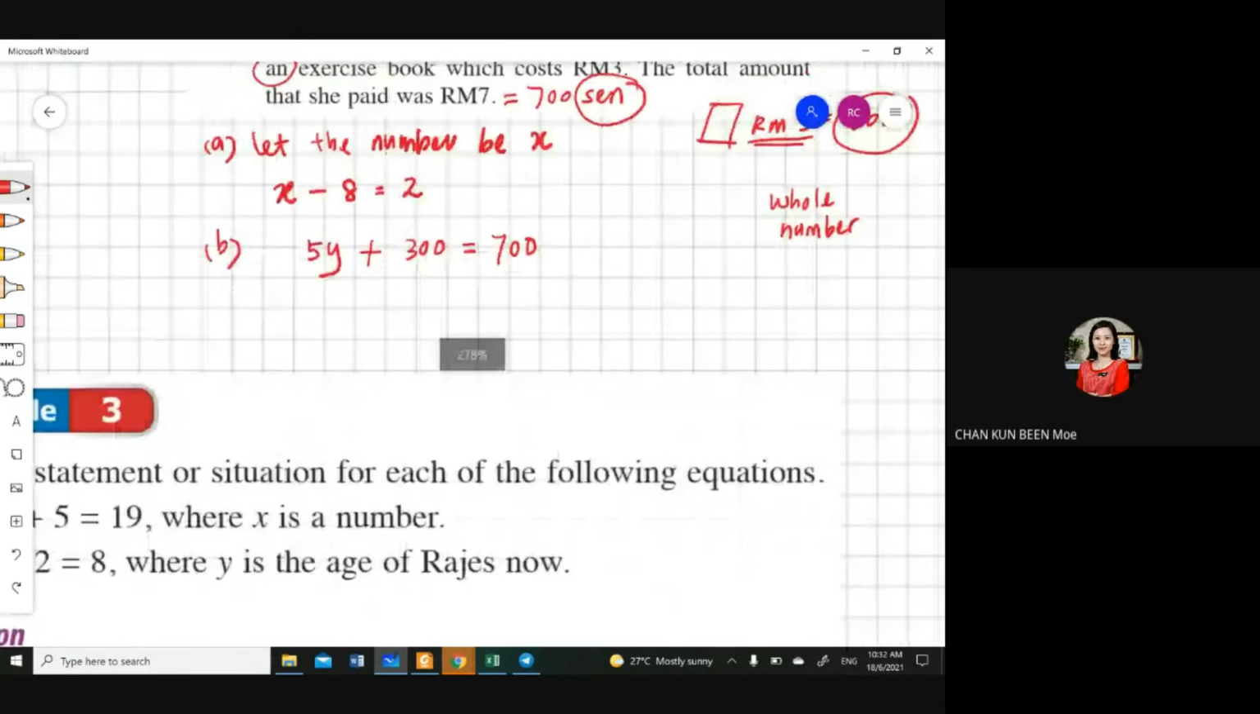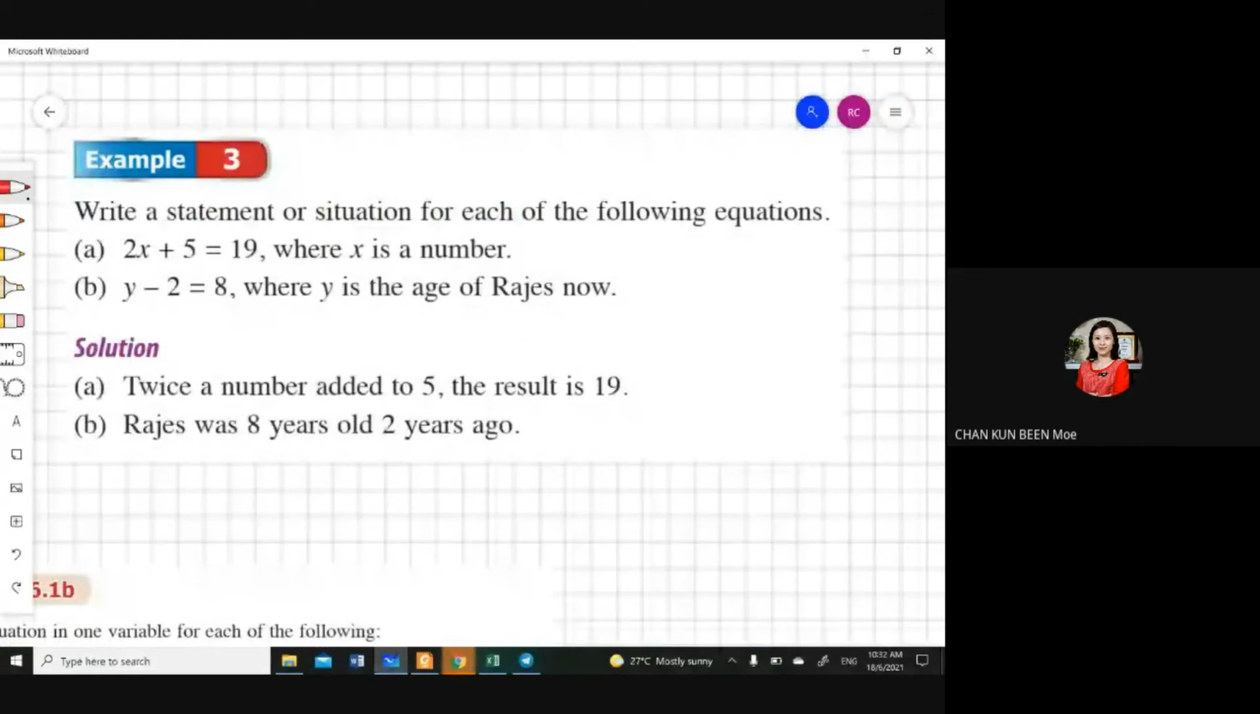So this example 3, just now you were asked to form up linear equation which consists of 1 variable. So now it's the other way around. You need to write a statement or a situation from the given equation. So you are given the linear equation in 1 variable, you have to change it to statement. Okay, don't worry, there are many types of statement that you can change. So the one that given is just an example for you. So for example, 2x plus 5 equal to 19, where x is a number. So to change it into a statement, you can say twice a number because the x is a number over here. So 2x means twice a number.